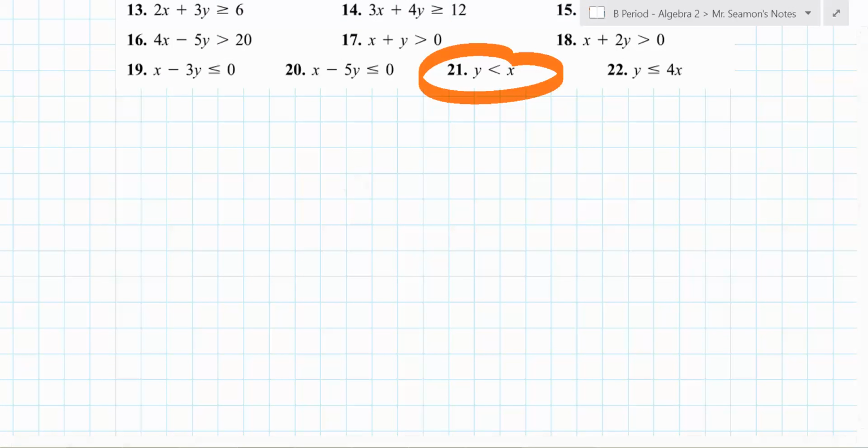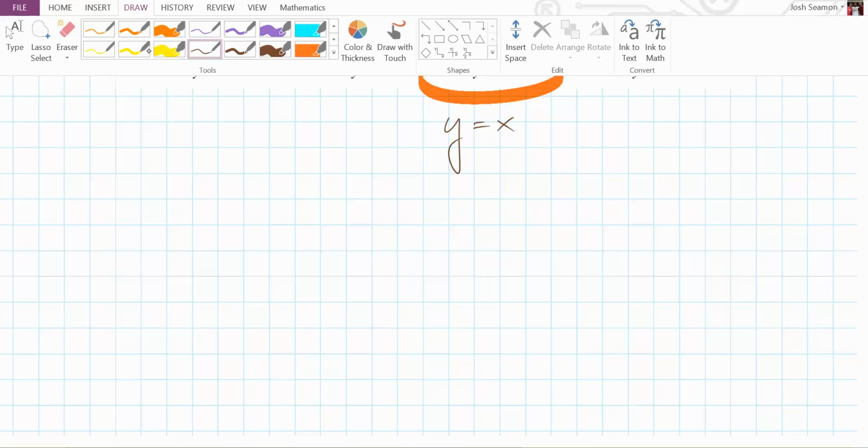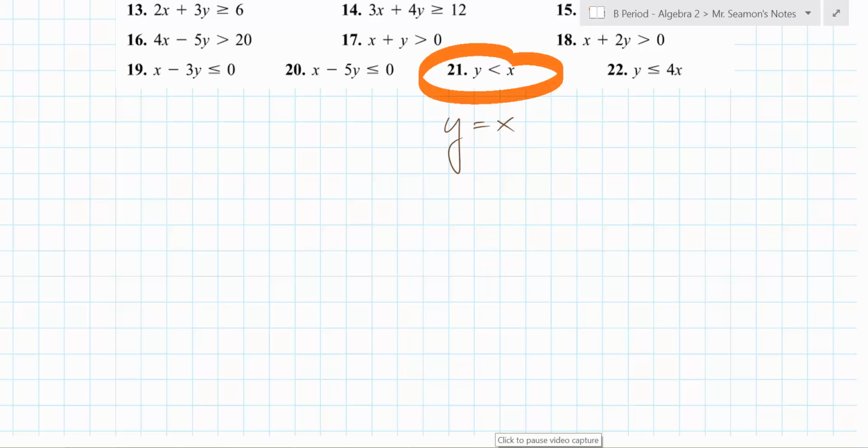Graph the line. So what line is that? That's y equals x. Can you graph that? What's the slope of that line? So you need to graph y equals x. What's the one intercept for that function? 0, 0. Also called the origin.